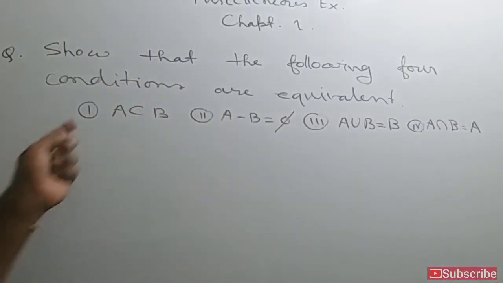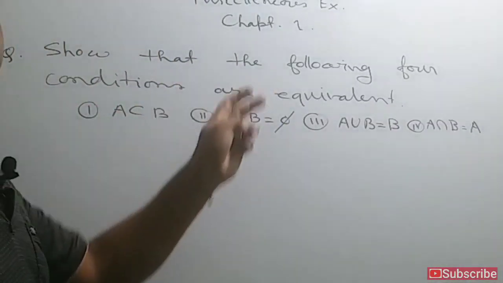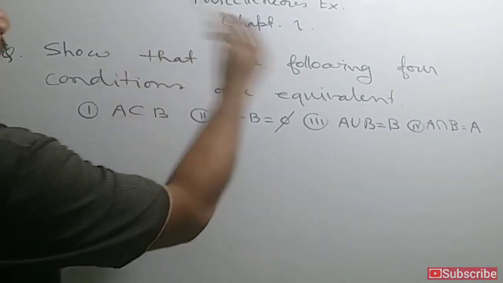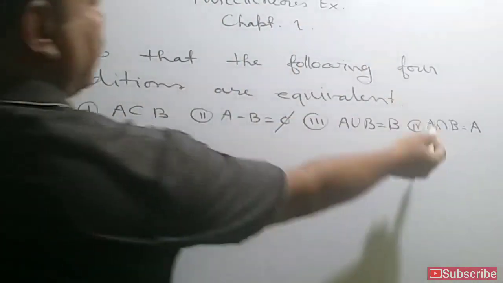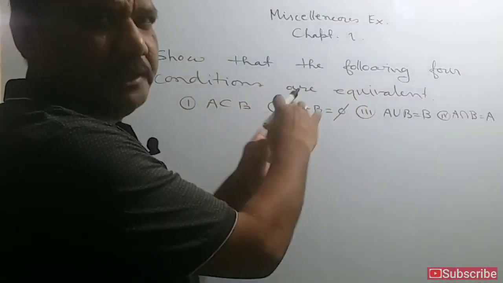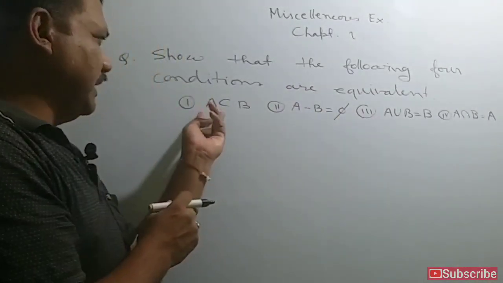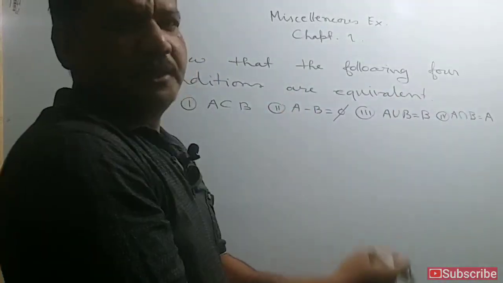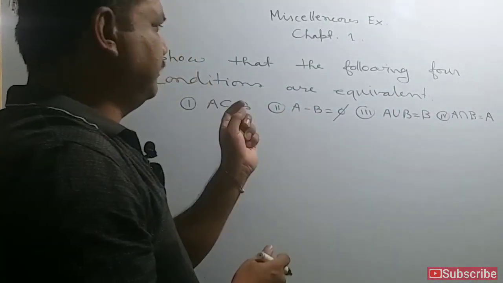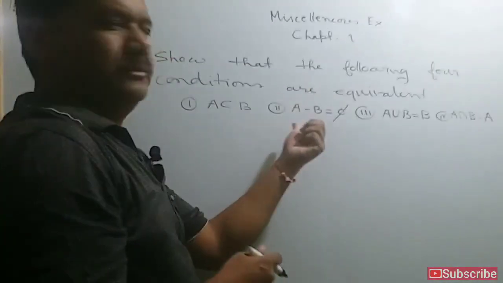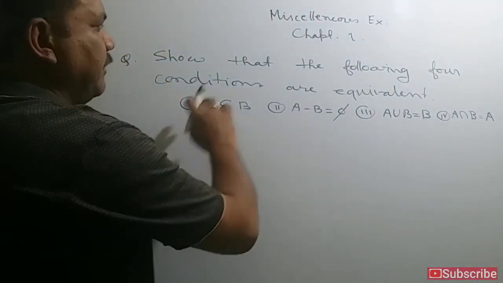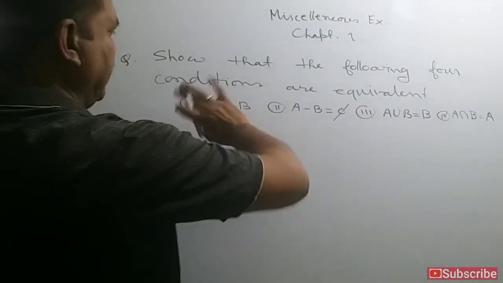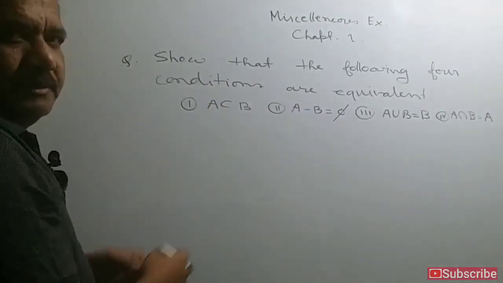These 4 conditions are to be shown as equivalent to each other, right? That means 1 implies 2, 2 implies 1. Similarly, 1 implies 3, 3 implies 1. 1 implies 4, 4 implies 1. That is how they will be equivalent to each other, because number 1 is equivalent to all of these 3, right? Then definitely they will be equivalent to each other. So no need of proving that 2 implies 3, 3 implies 2, right? We will show only 1 implies 2, 2 implies 1, and then 1 implies 3, 3 implies 1, and at last 1 implies 4, 4 implies 1 in reverse order.